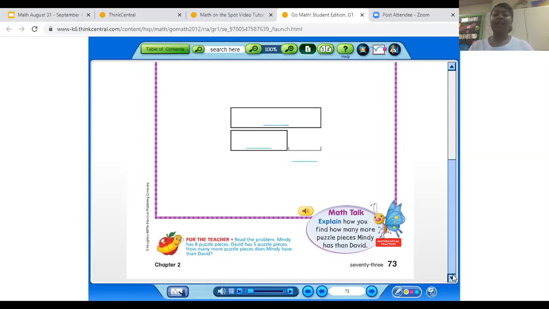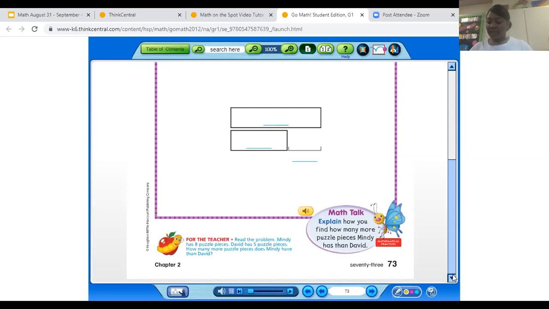Now, when you hear the phrases, how many more or how many fewer, that lets you know that you're going to subtract. I'm going to say that one more time because that's very important for us to know. When you hear the words, how many more or how many fewer, those are key words to let me know that I am going to subtract. That means that I'm trying to compare, or I'm trying to figure out the difference.